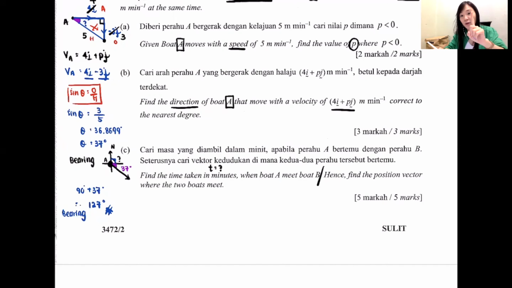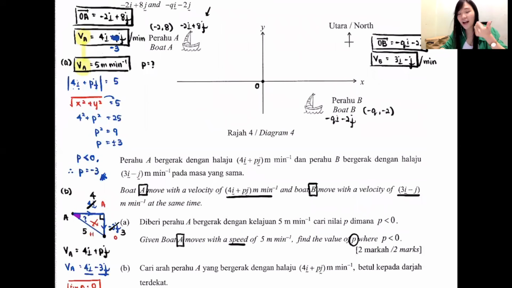Okay, my dear, this one is one requirement first. They want me to find the T. Then next, they say, hence, find the position. Position is like the coordinate, but they want vector form, okay? So they find the position vector when the two boats meet. So you're going to find two things. You're going to find out when they meet. You're going to find out where they meet.